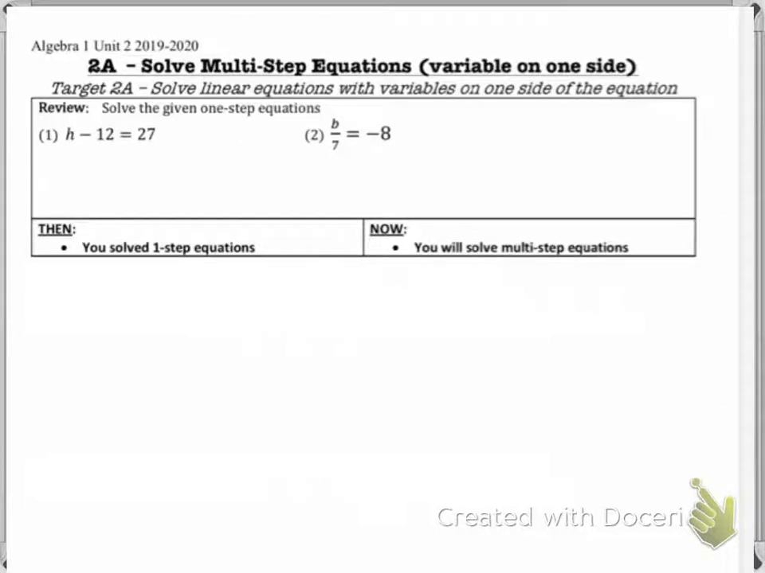In Unit 1, we talked about how to solve a one-step equation, and now we are going to move on to solving multi-step equations. But before we do that, let's go ahead and just review solving one-step equations.